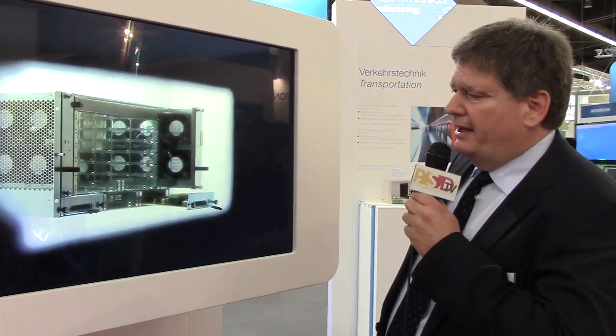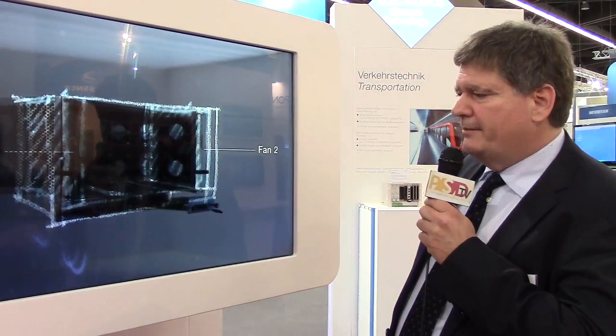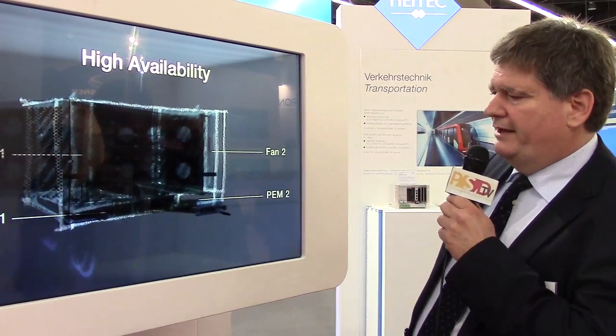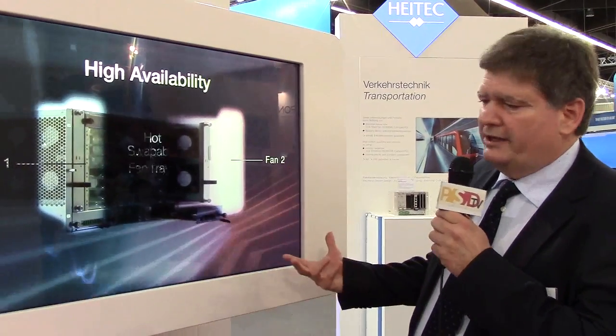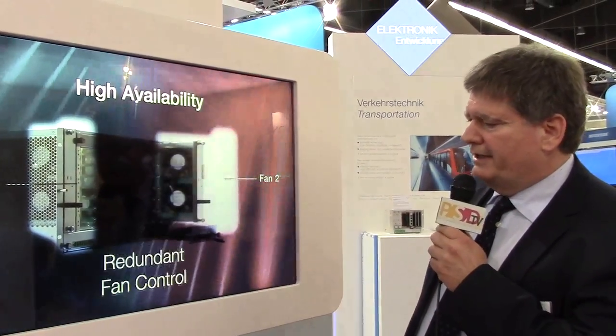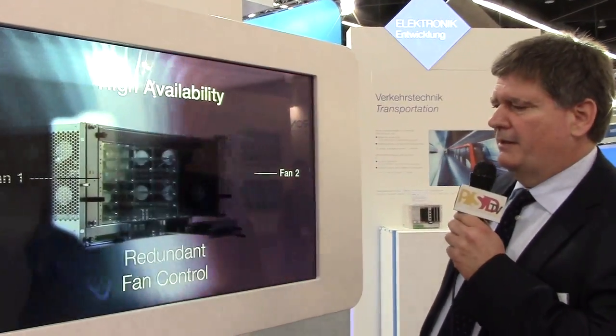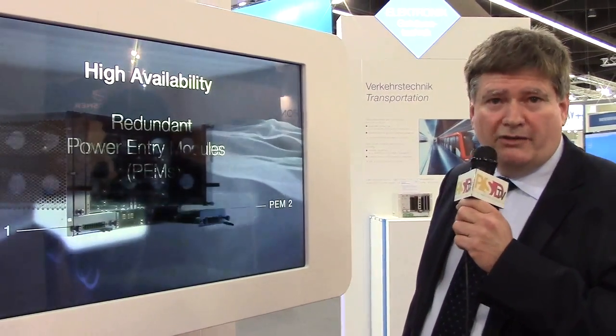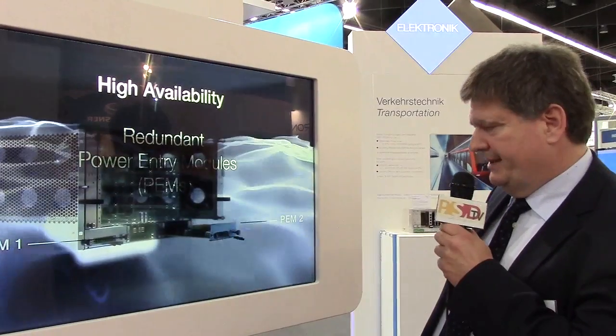The same applies to the power entry modules. So at the bottom of the system, we can see the 2 PEMs, power entry modules. We are talking telecom world, so 48 volts. And again, fully redundant and managed. So even those can break down and can be hot swapped in a running environment.